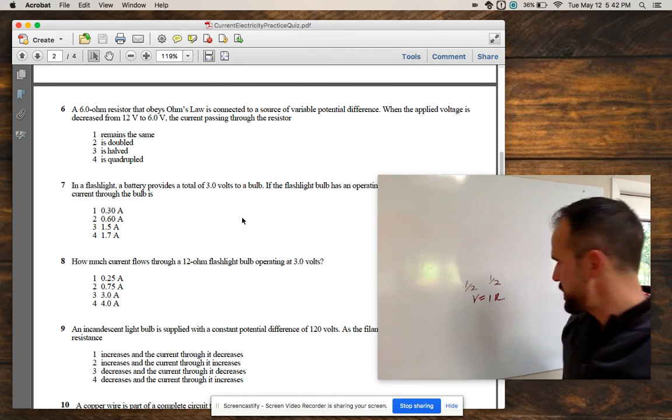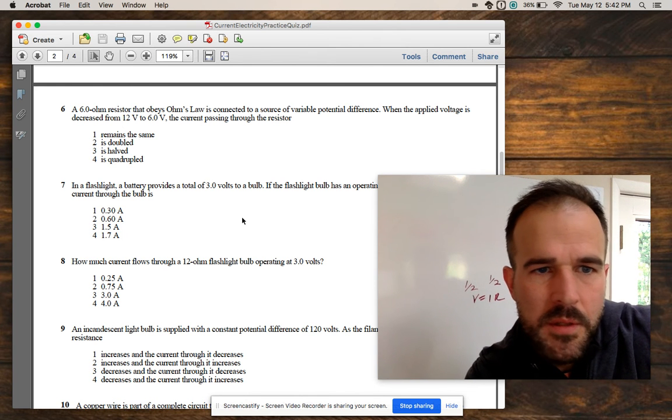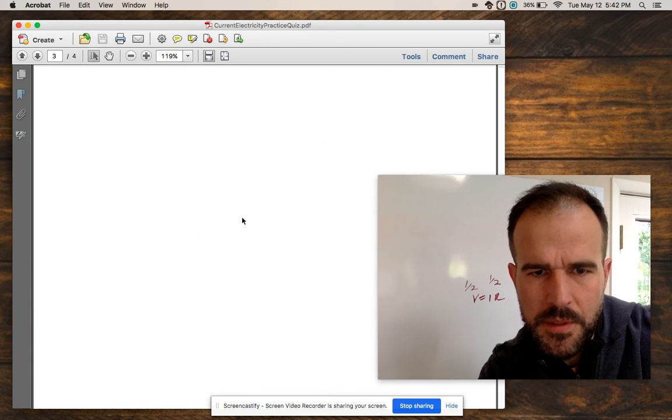Voltage, potential difference, and current are a direct relationship, so halving. So let's see, that was 6, so 6 is 3. Let's just double check that. 6 is 3.